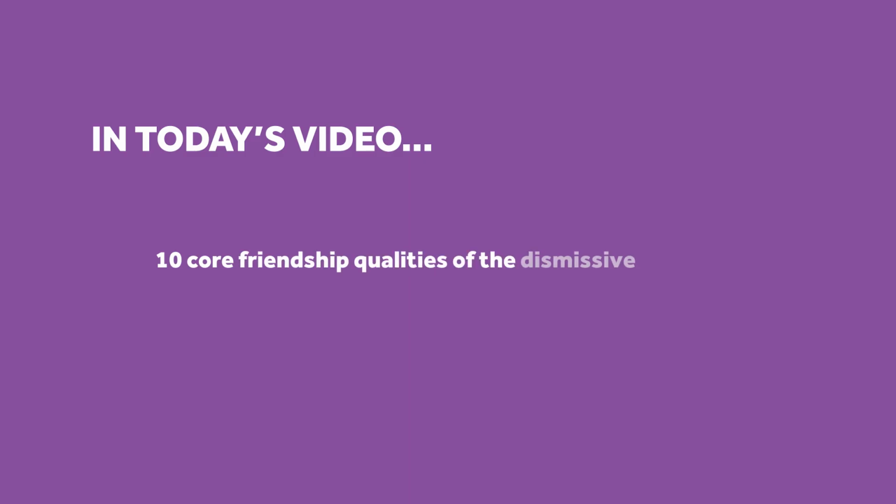So in today's video, we are going to talk all about the dismissive avoidant in friendship. We're going to cover 10 core qualities of the dismissive avoidant. And my hope is that you're going to be able to not just find out what somebody's attachment style is in your life, even looking at your parents and how they are in friendships, or your siblings, or your kids, or of course, your own friends, or yourself, in friendships.